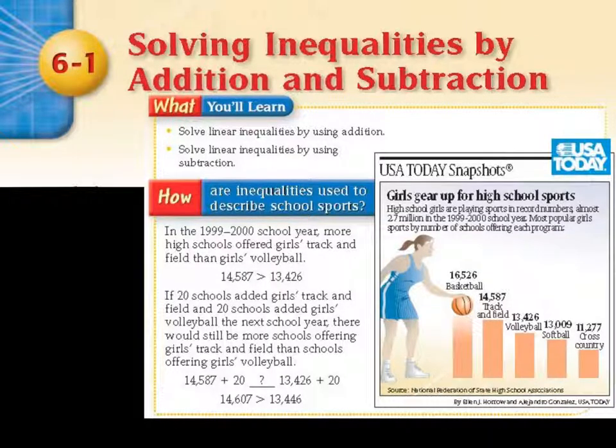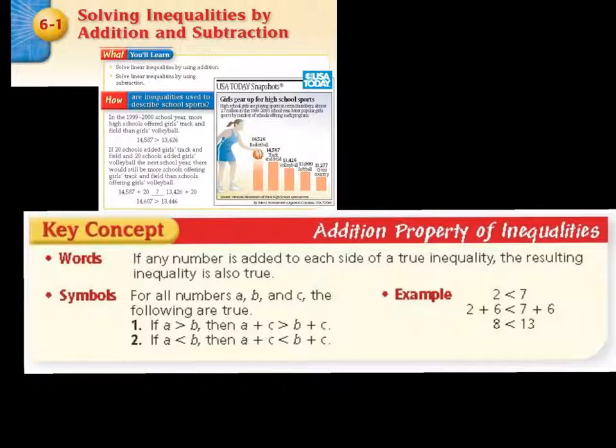In the 1999-2000 school year, more high schools offered girls track and field than girls volleyball. If 20 schools added girls track and field and 20 schools added girls volleyball the next year, there would still be more schools offering girls track and field than girls volleyball. That was kind of an obvious example of the addition property of inequalities.